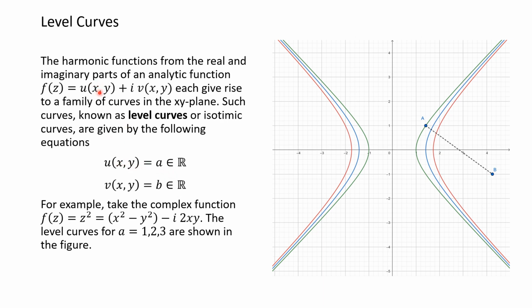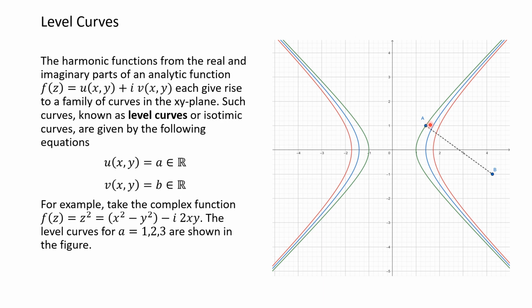So I've taken an example here, z squared, which is expanded out as x squared minus y squared plus i times 2xy. And so I'm just taking the real part here, x squared minus y squared, and then setting it to different constants, 1, 2, and 3. So 1 will give you the green hyperbola, 2 gives you the blue hyperbola, and when you set a equals 3, you get the red hyperbola. So you get an infinite number of these what are called level curves.